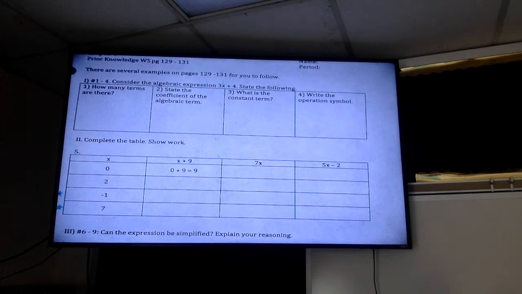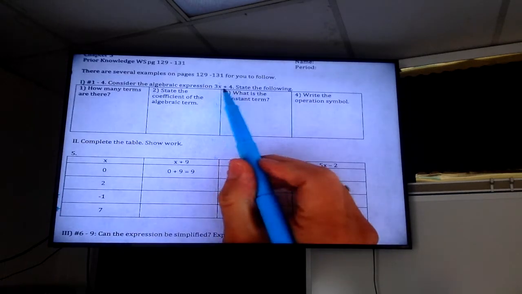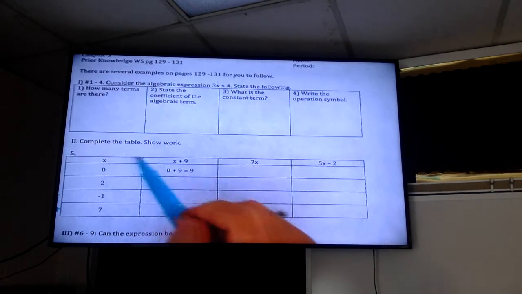Okay, this is your prior knowledge before we start chapter 3. Everything we're doing today should be review from stuff that you've done before, but are going to be used in chapter 3. So part I says for numbers 1 through 4, consider the algebraic expression 3x plus 4. We're going to be looking at this and state the following.